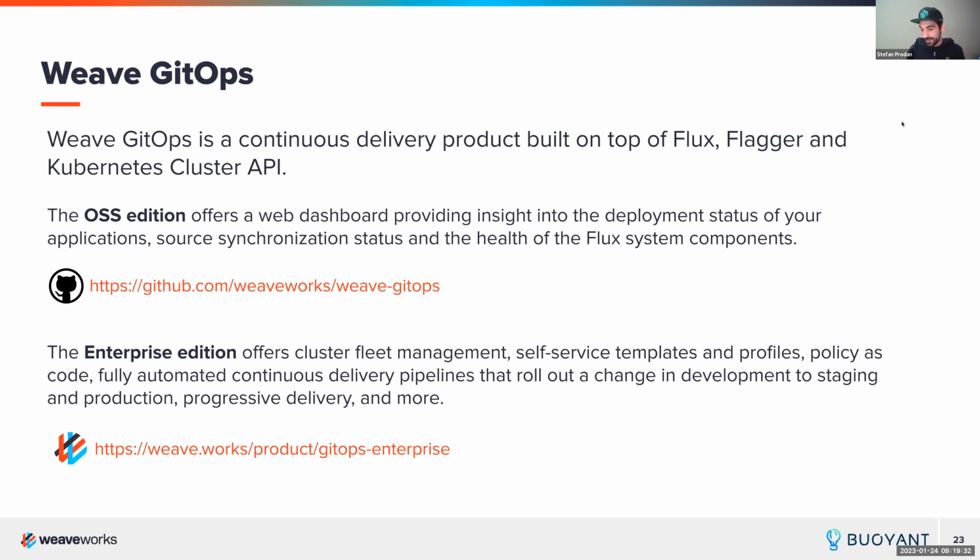The enterprise edition is a little more advanced. It comes with cluster fleet management built on top of Kubernetes cluster API. You can drive multi-tenancy through self-service. It comes with templates, profiles, policy as code. And one important feature that I like the most about the enterprise edition is that it gives you an easy way of automating how an app change goes from one cluster to another, right? So it does a rollout throughout your environments from dev to staging to production with a nice UI where you can observe all these things.